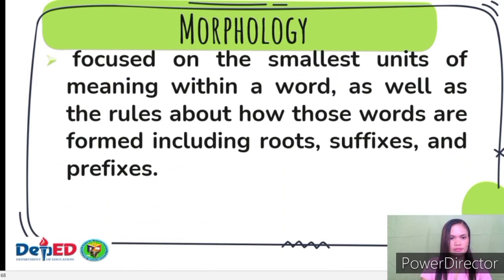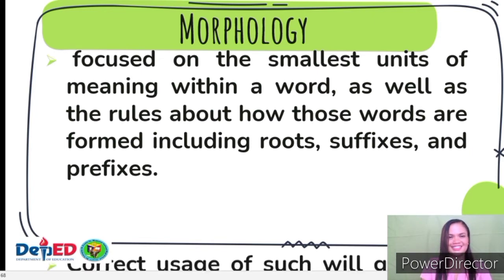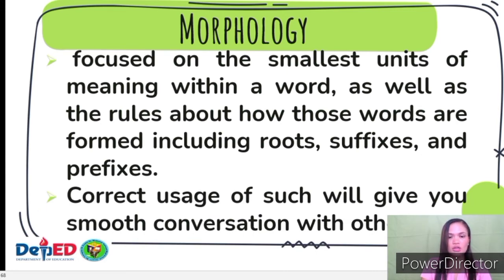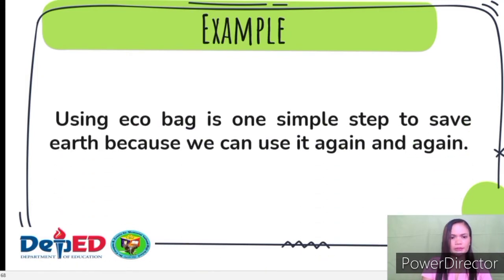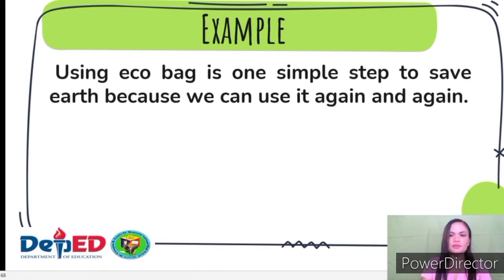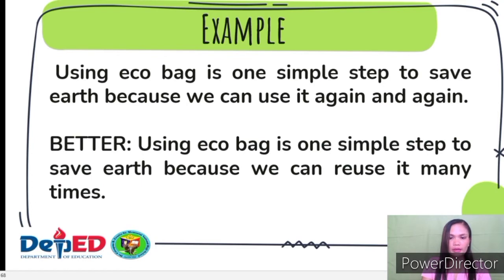Next, morphology. Morphology focuses on the smallest units of meaning within a word, as well as the rules about how those words are formed, including roots, suffixes, and prefixes. Correct usage of such will give you smooth conversation with others. Example: using EcoBag is one simple step to save Earth because we can use it again and again. Better, using EcoBag is one simple step to save Earth because we can reuse it many times.